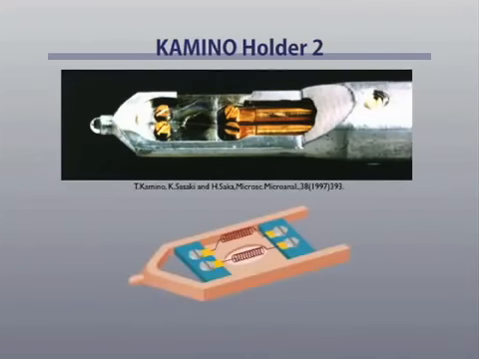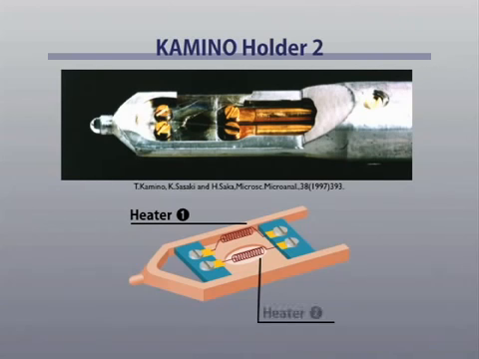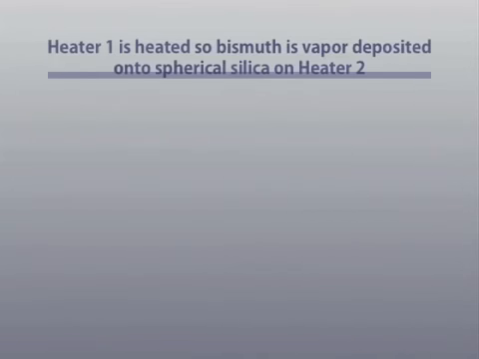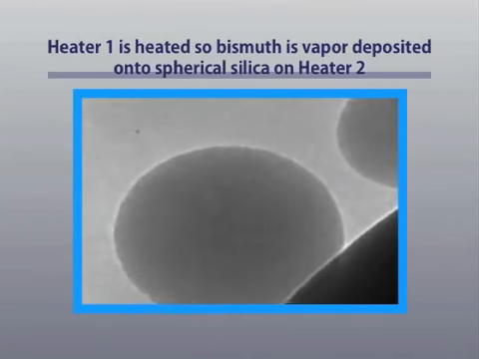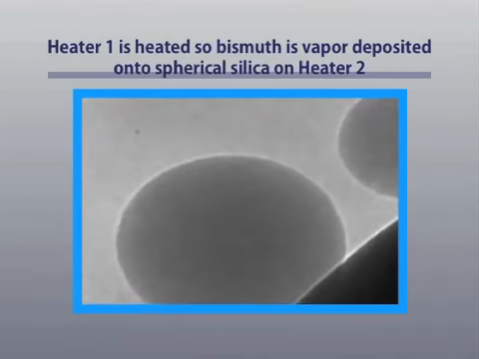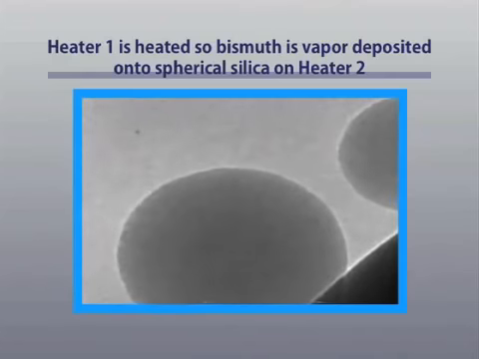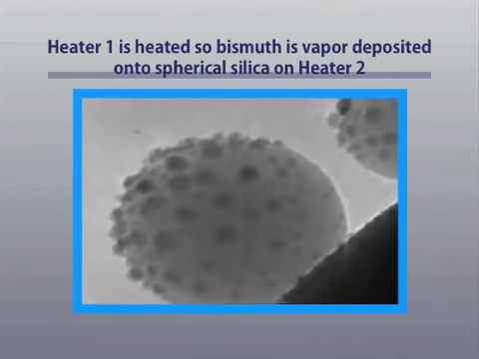If two heating elements are used, much more complicated phenomena can be observed. For instance, let's try placing bismuth metal particles on top of heating element 1, and spherical particles of silica ceramic on heating element 2. First, bismuth particles are heated and evaporated. Then they are sprinkled onto the surface of the silica substrate on heating element 2. The smooth silica surface, covered with droplets of liquid bismuth, becomes rough.